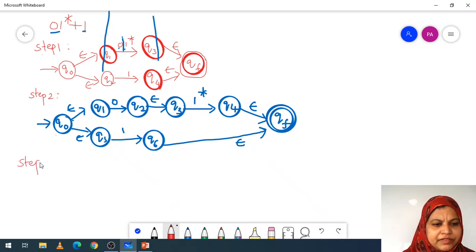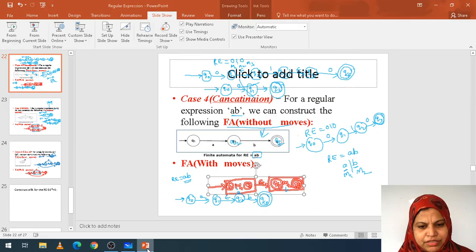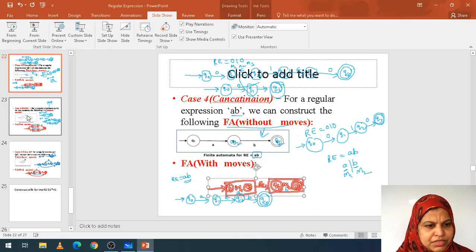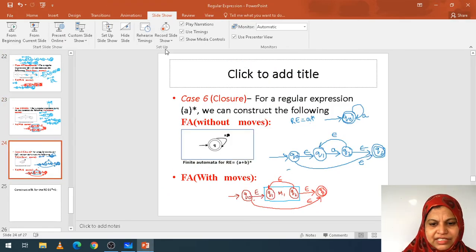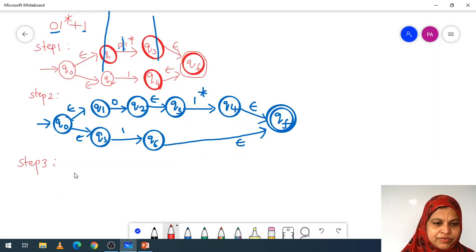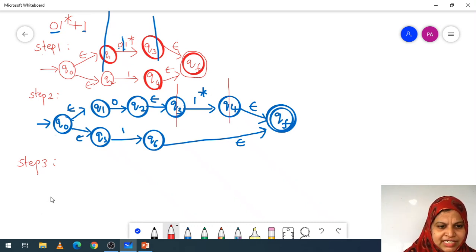Here step 3. Here 0 is there, we are not going to divide this one. 1 is there, we are not going to divide it. 1 star. 1 star means closure. For this closure, go for the closure. See, closure: q0, epsilon, q1, m1, q2, again this epsilon, qf. So we have to write in this format. Now I am going to perform the operation here. So the remaining thing is as it is.